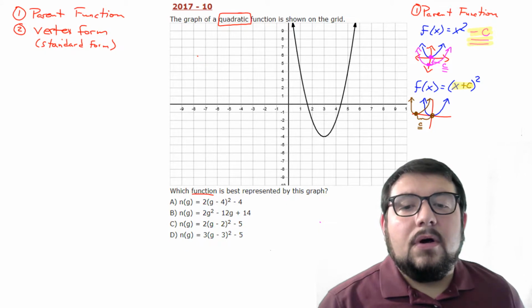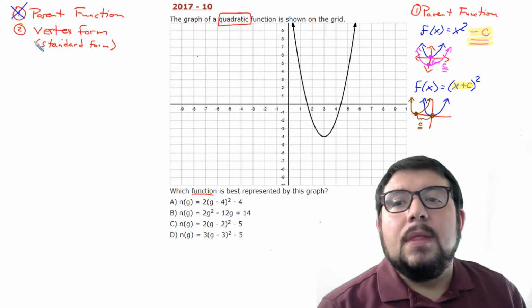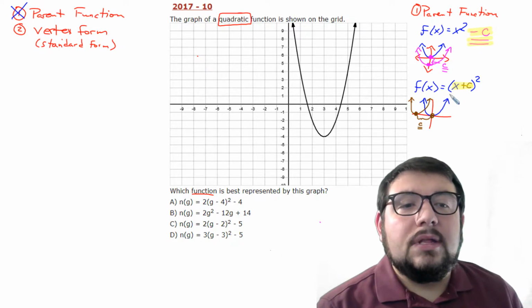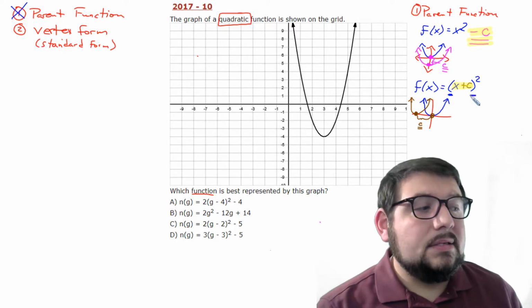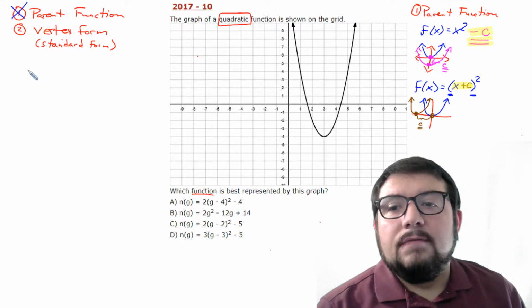And in order for them to all have those parentheses, now that we've reviewed what a parent function is and how they transform, in order to always make sure that I have these very important parentheses right here, I'm going to use something called vertex form. Vertex form basically looks like this.